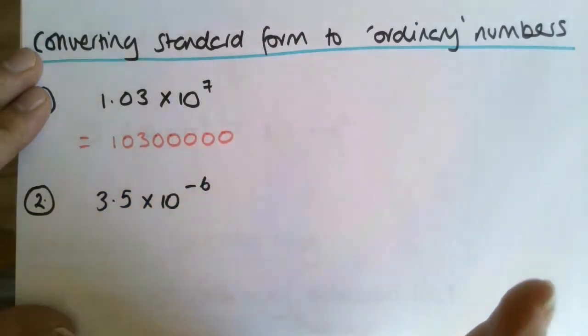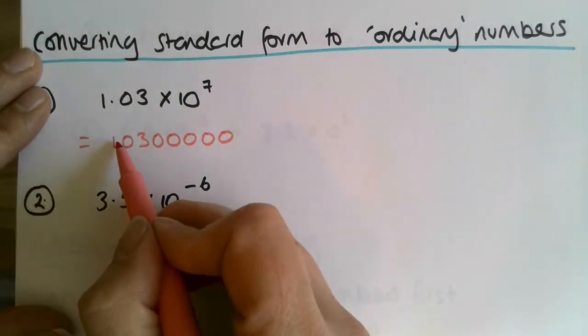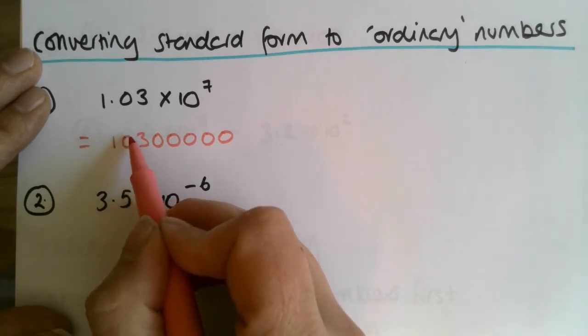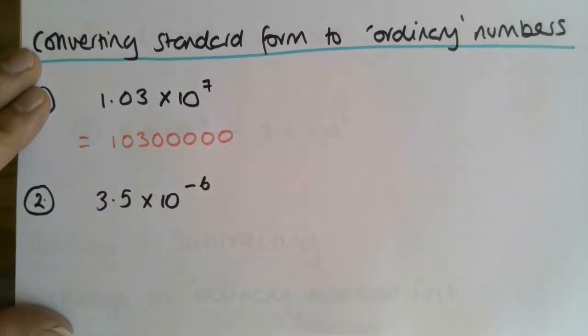Now, I never trust myself to do this right, so I'll always check it. My decimal point was originally here. I had to move it 7 places. 1, 2, 3, 4, 5, 6, 7. So that's that number written as an ordinary number.